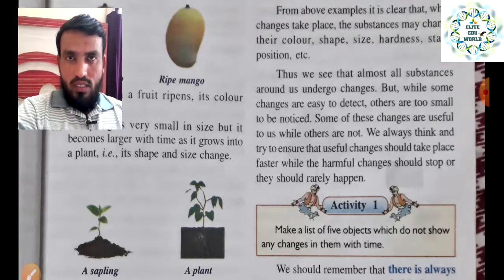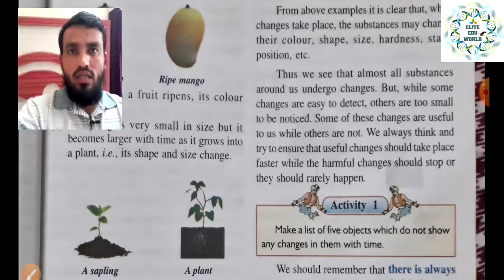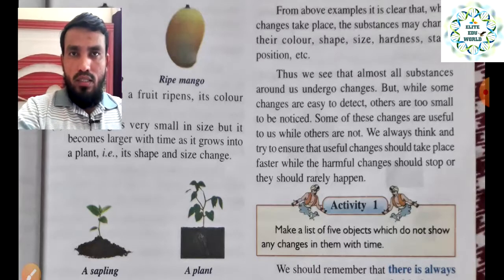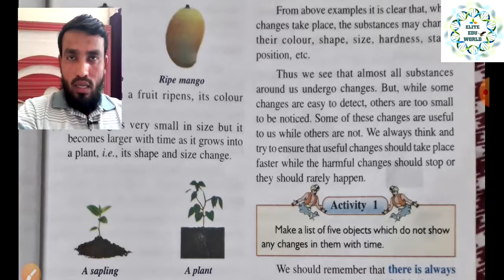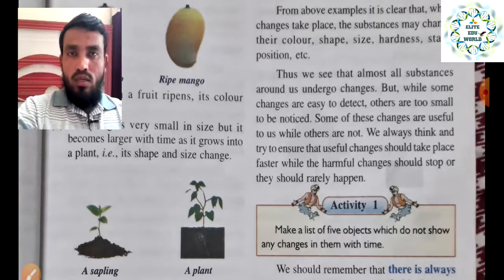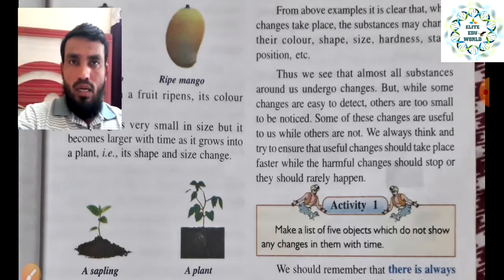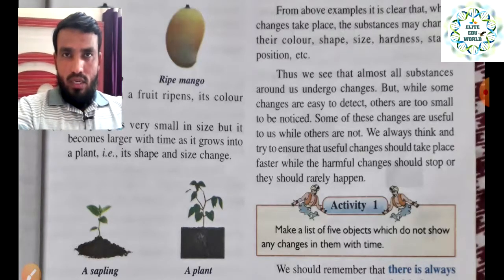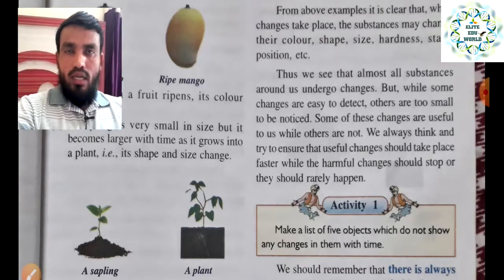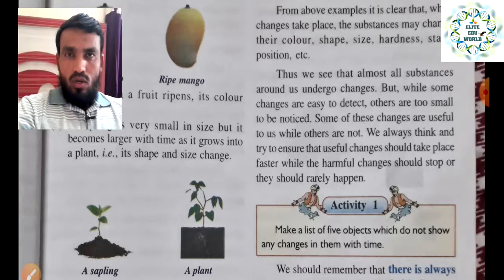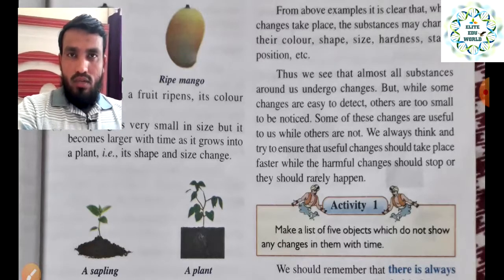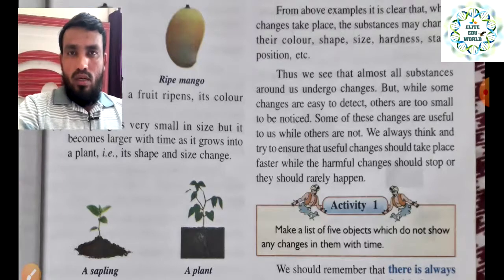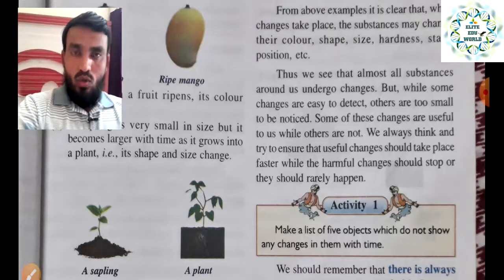Some changes are desirable, it's our desire that they should happen. The rice should be cooked and become soft, that is our desire. The mango should be ripened and then we can eat it. So these are desirable changes, we need them. And some changes are undesirable, we don't want them to happen, so we want to protect against them, stop them, or slow them down.